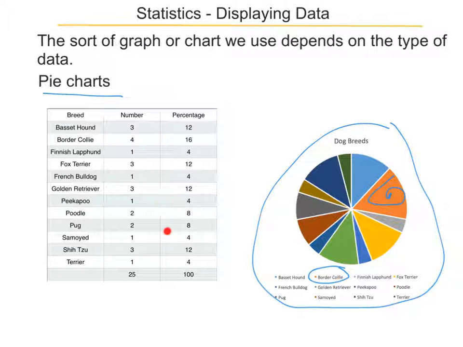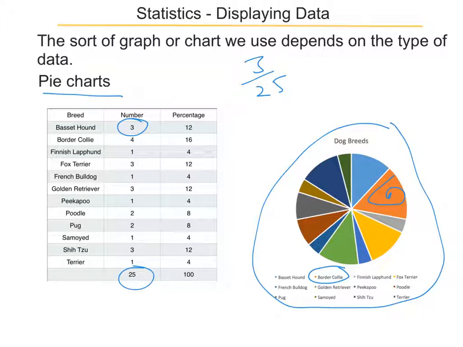Now you could turn it into a percentage first, or you could just use the numbers as raw data. If I was using the numbers as raw data, I need to split up the 360 degrees for each particular type of dog, breed of dog. There are 25 dogs altogether, and a Basset Hound is 3 of them. So that means 3 out of 25 is the fraction for Basset Hounds.